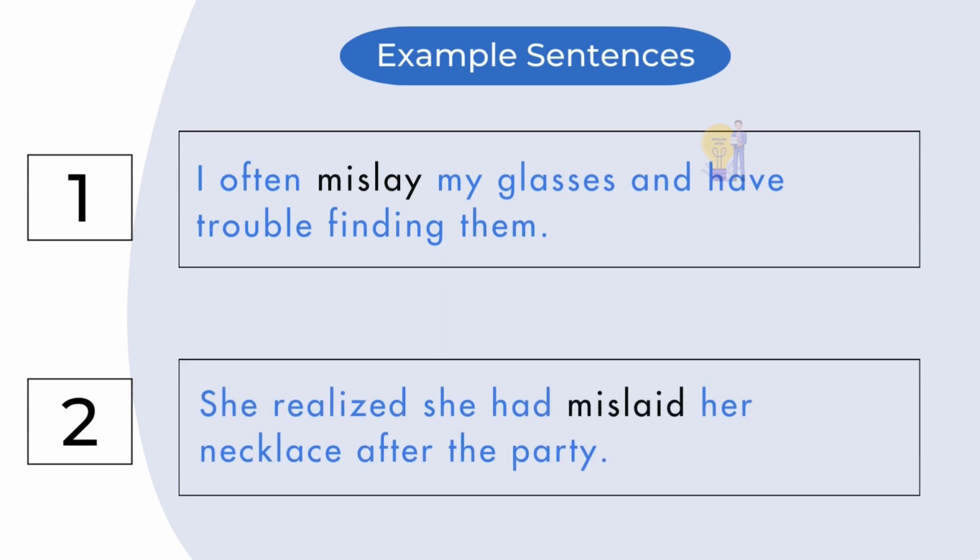Example sentences of mislay are: Number 1. I often mislay my glasses and have trouble finding them. Number 2. She realized she had mislaid her necklace after the party.